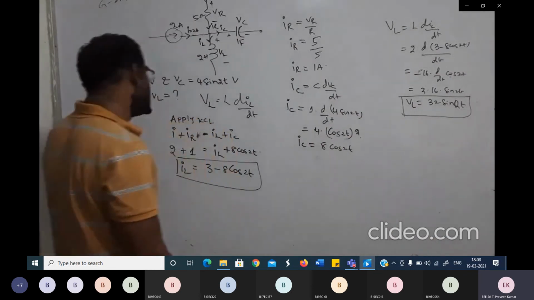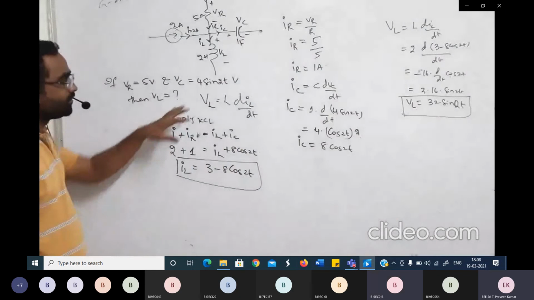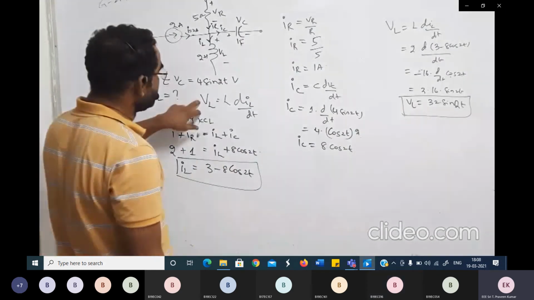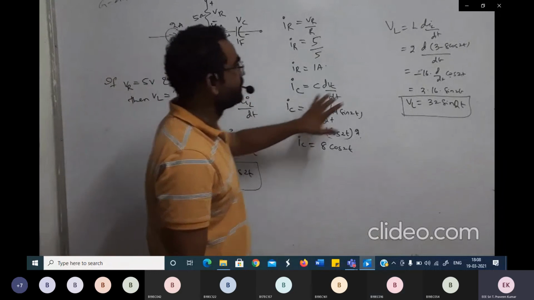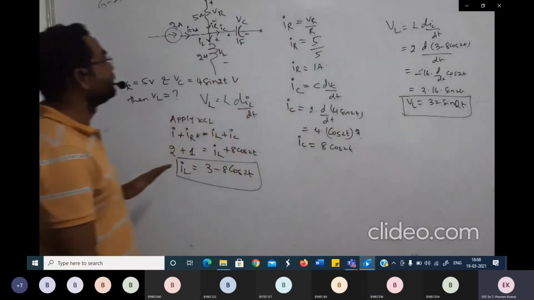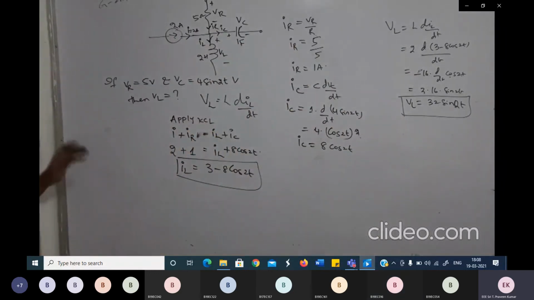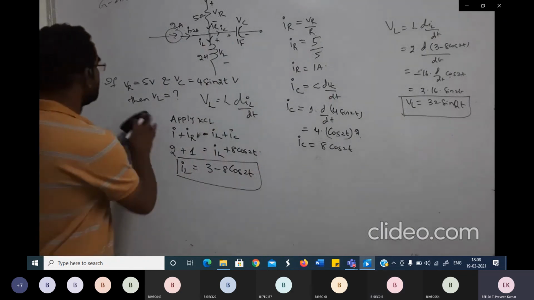Very simple, if you apply your KCL equation and remember the basic formulas of voltage across the inductor and current flowing through the inductor, with very simple differentiation you'll get your answer. This is another question which was asked for 2 marks in the GATE examination. Right? Now we'll see some more concepts.